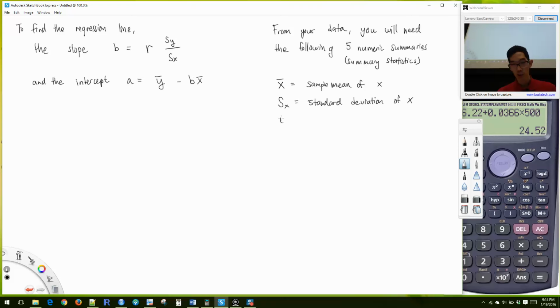Okay, so Y bar would then be the mean of y. And what would Sy be? Standard deviation of y.